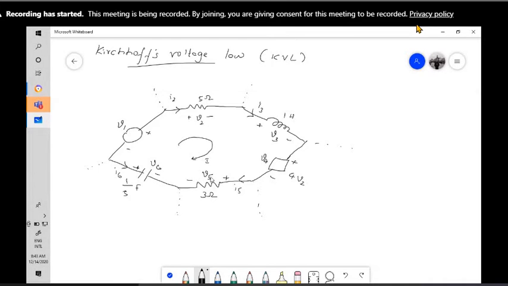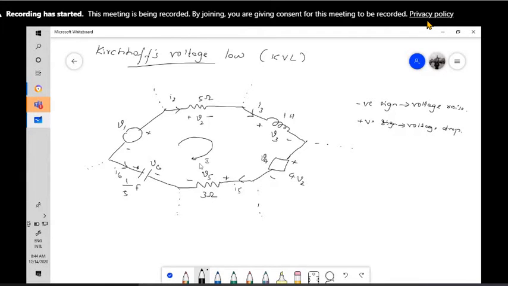Now if you look at the algebraic sum of all the voltage drops, I will be taking a negative sign whenever there is a voltage rise, and a positive sign for a voltage drop. Or in other ways you can say the sum of voltage drops is equal to the sum of voltage rises, whatever. So it depends on your understanding. Ultimately you must know how to analyze the circuit based on KVL.